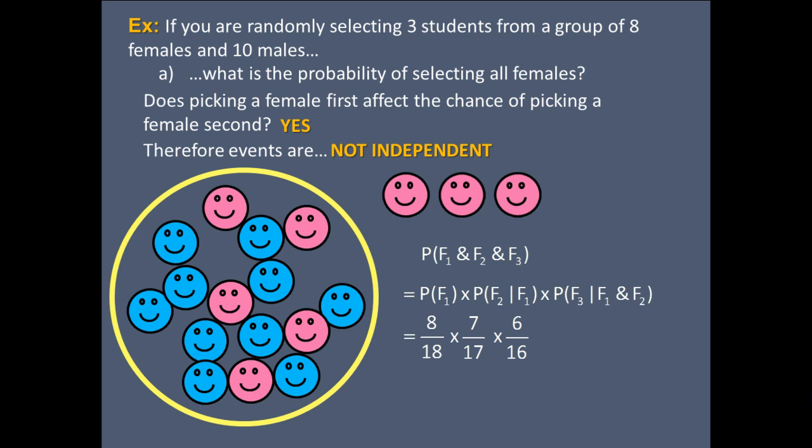So we have the probability of 8 over 18 times the probability of 7 over 17 times the probability of 6 over 16, giving us the probability of getting all three to be female is 0.0686.